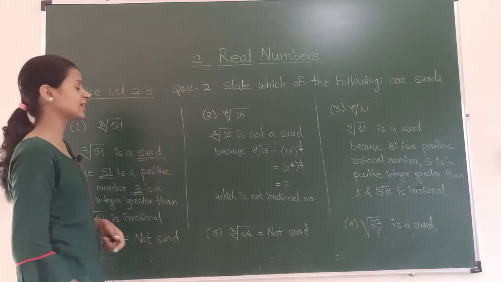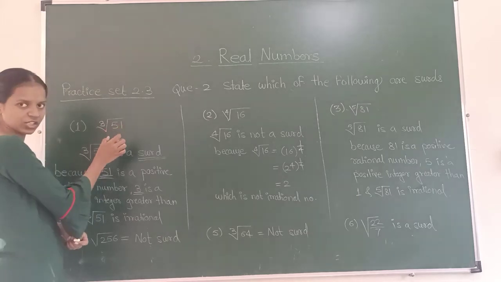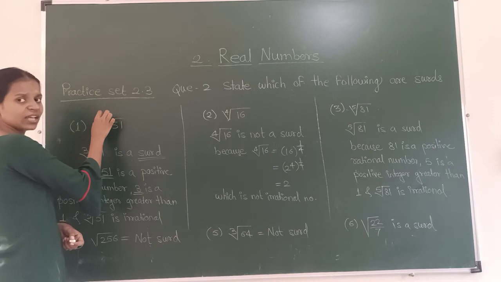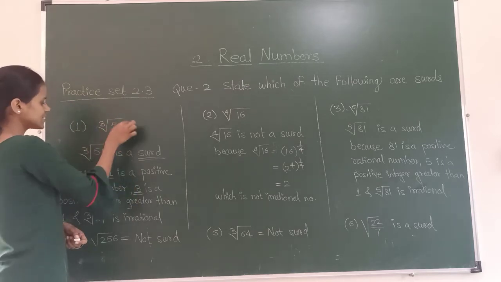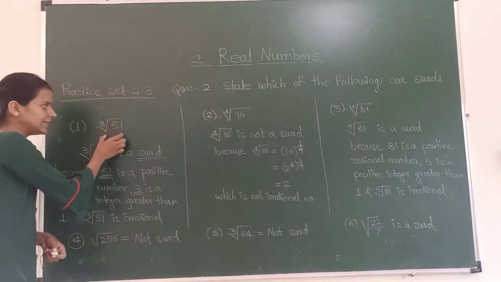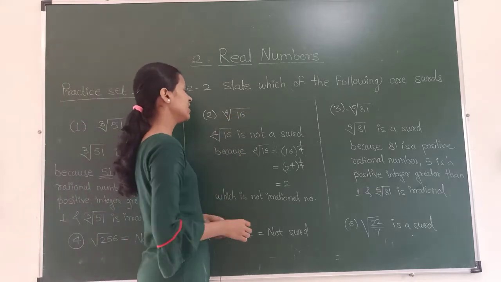We will move towards the second. Why is it a surd? See, 51 is a positive rational number, and 3 is a positive integer greater than 1, and the whole number is irrational. Therefore, we can call this a surd. Next one, 4 under root of 16 is not a surd.